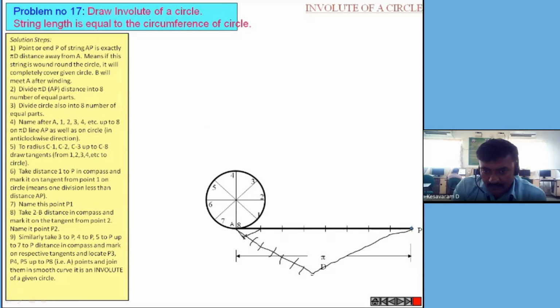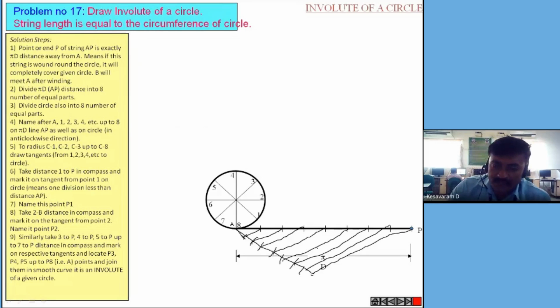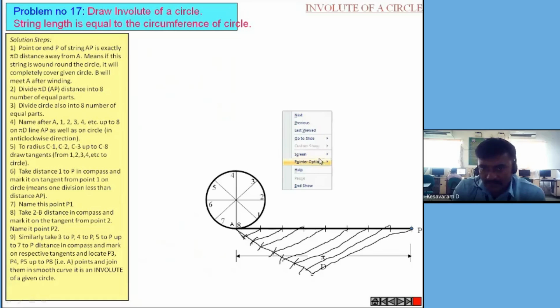So we can join these marks using a scale. Then the tangent line will be divided into 8 equal parts. Okay, this is a simple method to divide a straight line. Already we have discussed it in the class, so you can use this method to divide your straight line.